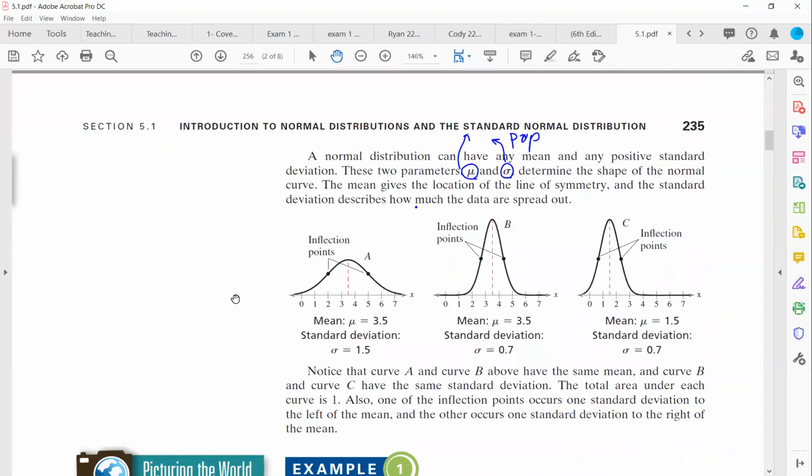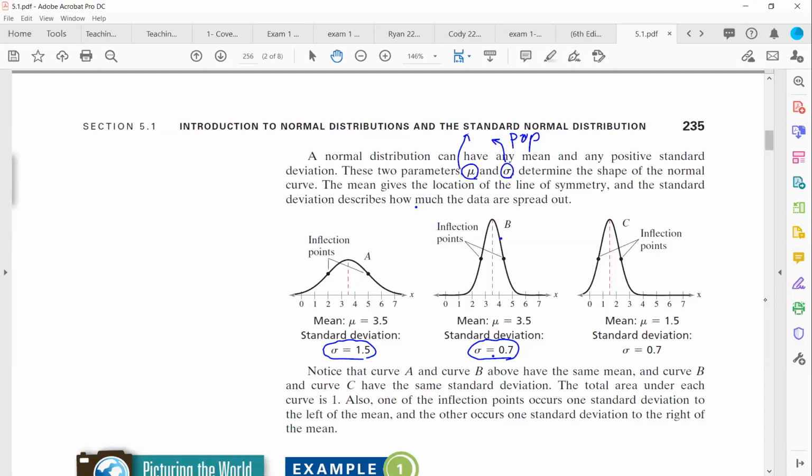So take a look at these examples. Here, the mean, which is in the middle, is roughly 3.5, with standard deviation 1.5. So this is the spread of the data in the first graph. The second one, mean is roughly 3.5 with smaller standard deviation. Look at the shape of the graph. The data is less spread out.